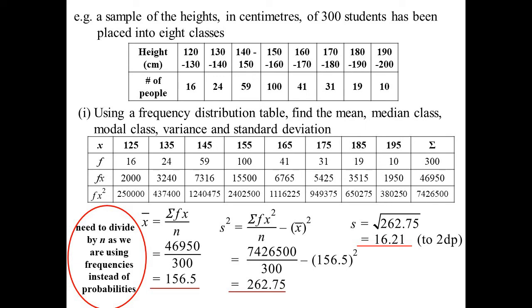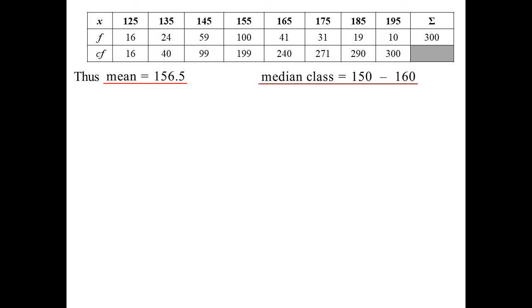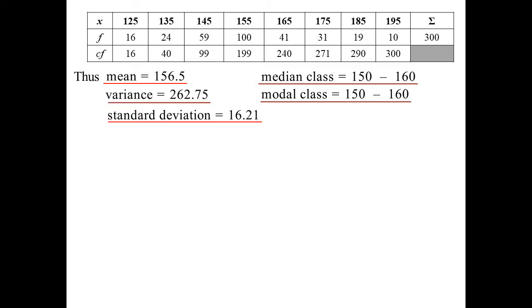Okay, what else do we have to find? Cumulative frequency helps when we're finding things like the median, because we need them to be in order. That's what we just found before. So we found that 156.5 was the mean. The median class, now that I've got them in order, 150 to 160, it falls into that particular group. The modal class, the one that happens the most, is the one that goes from 150 to 160 as well, by coincidence. The variance, we worked that one out. Deviation, we worked that one out.